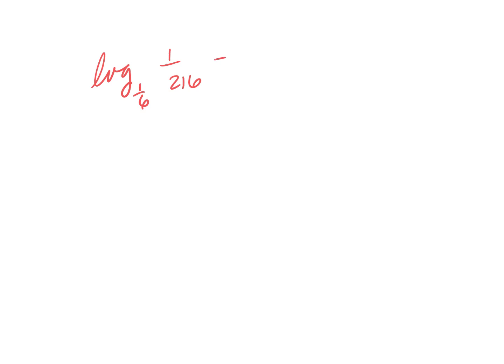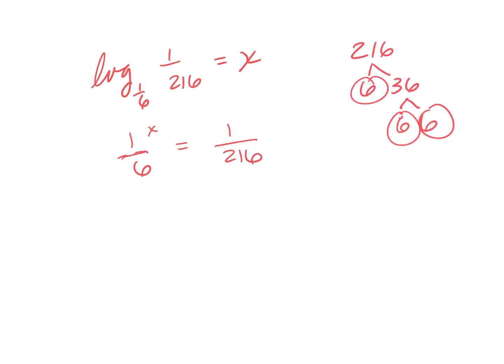What's the first thing I do? Make it equal to x. All right, Evan, what's the next thing I do? You put 1/6 to the x equals 1/2. Perfect. Got 1 over 6 to the x equals 1 over 6 cubed.